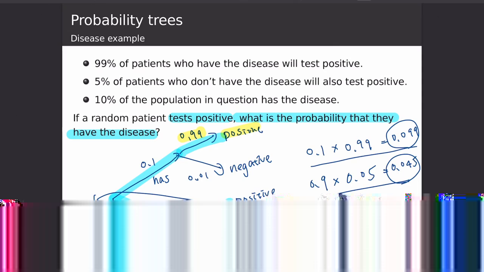Now we will have a break for maybe 10 minutes, and we'll come back and talk about decision making under uncertainty.